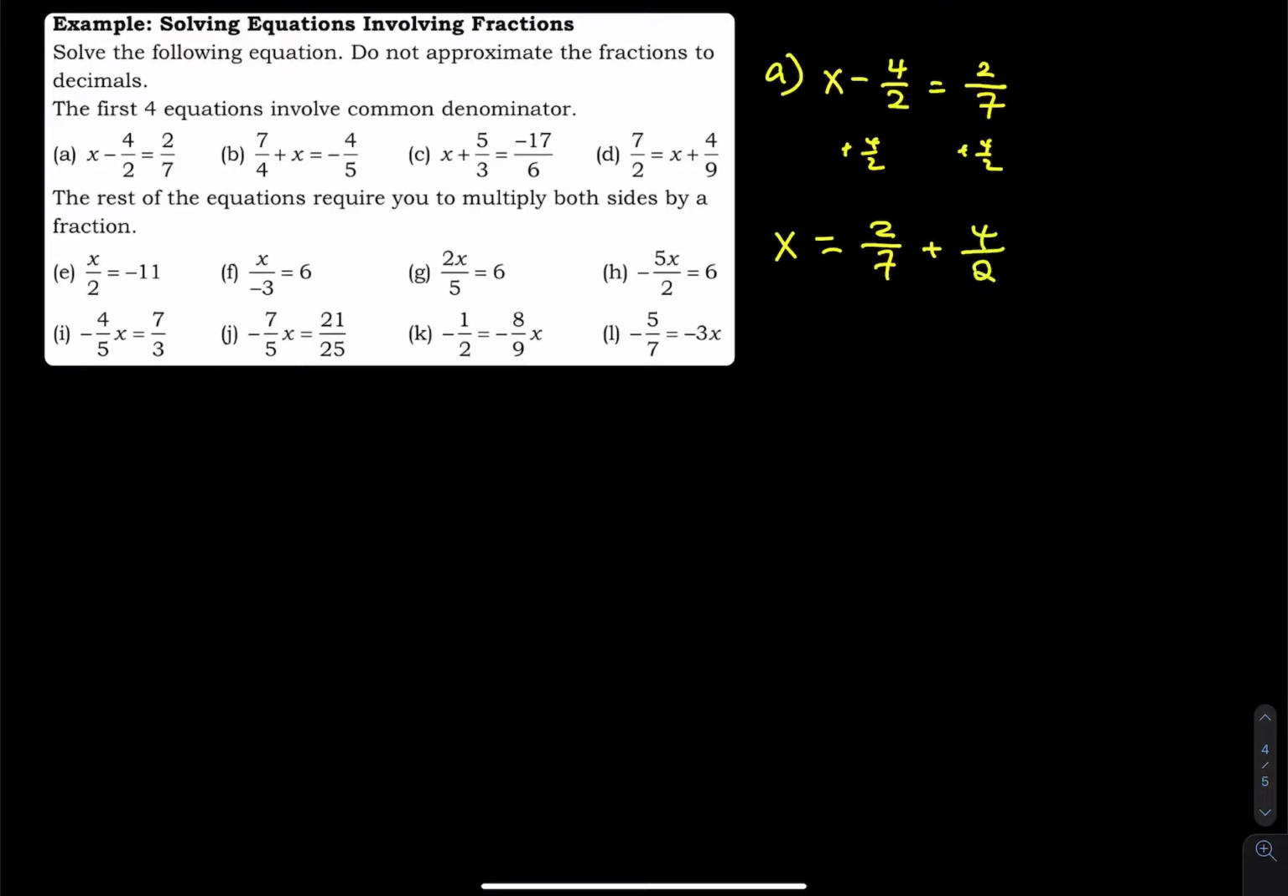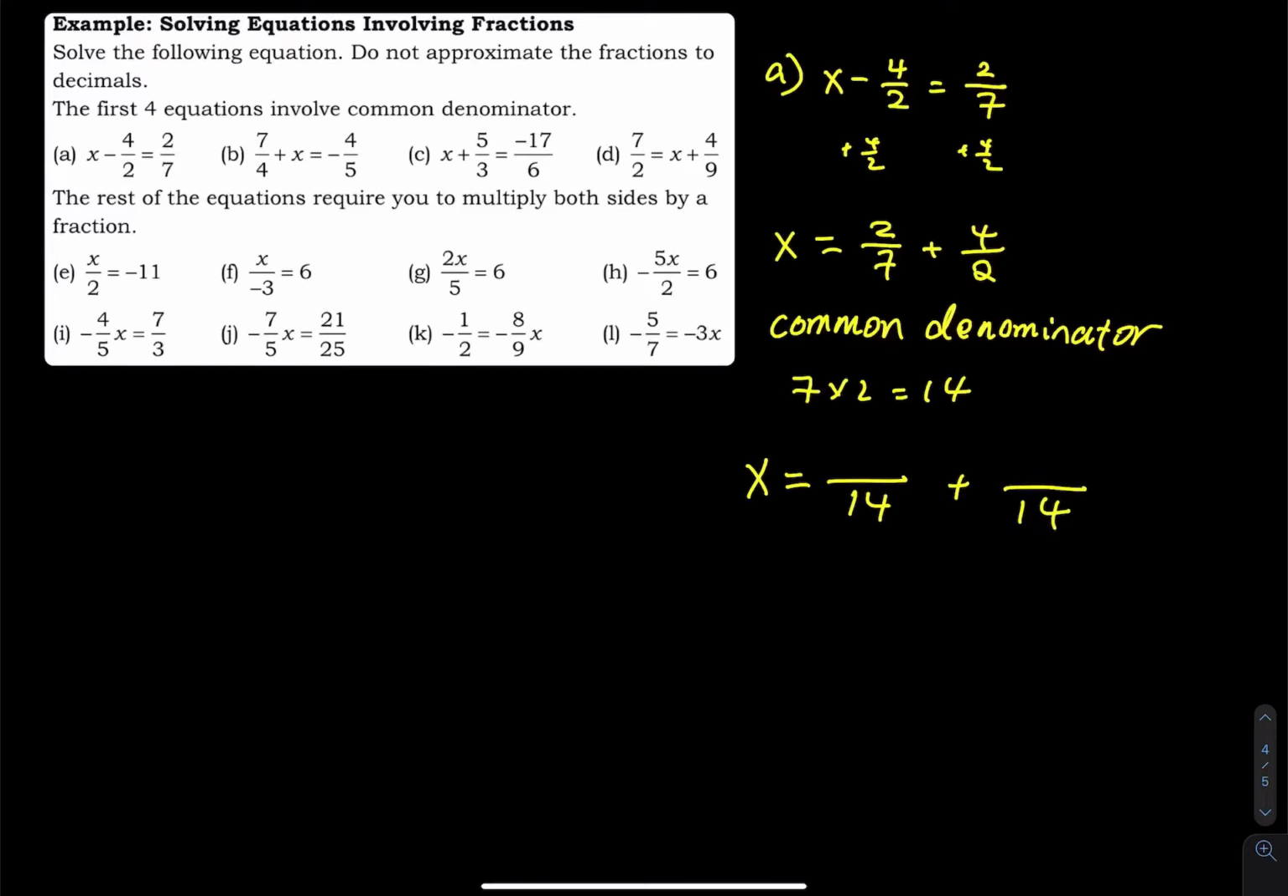Since the denominators are not the same, you have to get a common denominator. The easiest way to get the common denominator is to multiply the two denominators. 7 times 2 equals 14. So I have to make the second denominator become a 14.